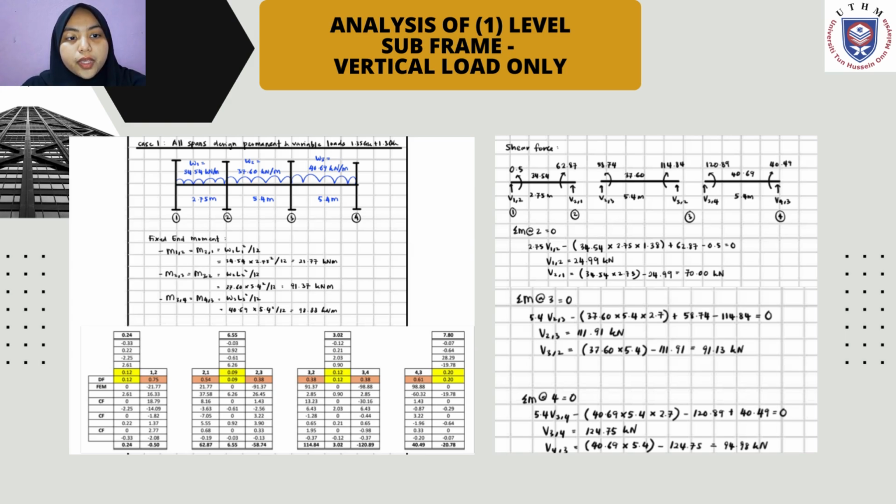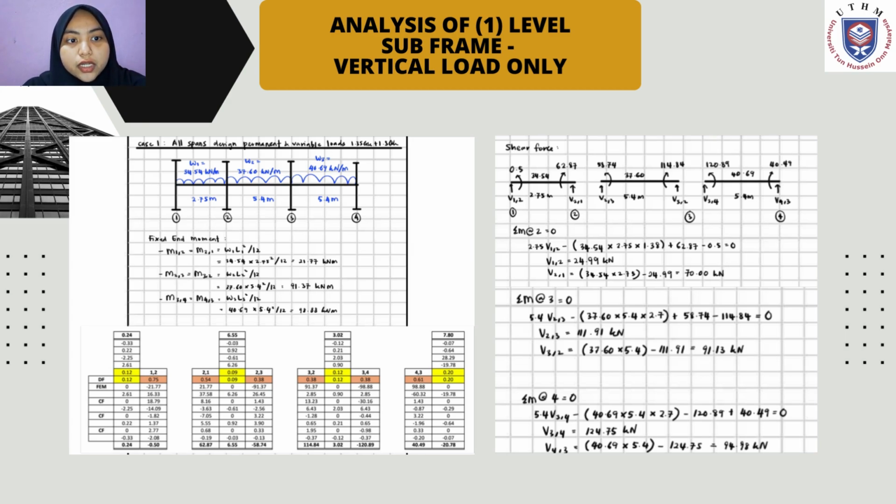So the M12 is 21.77 kilonewton meter, M23 is 91.37 kilonewton meter, and for M34 is 98.88 kilonewton meter. So the moment distribution has been calculated using the Excel. So as the figure given, this is the total moment distribution that has been calculated for each joint and column.